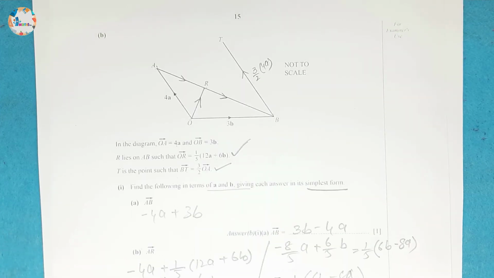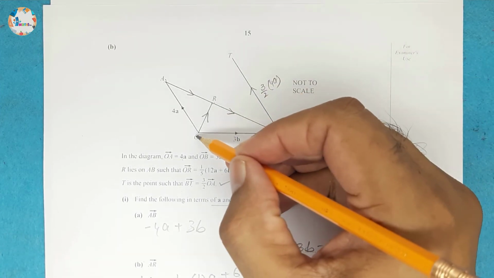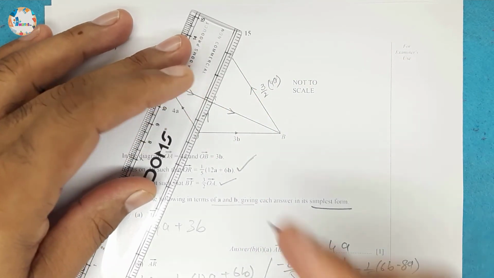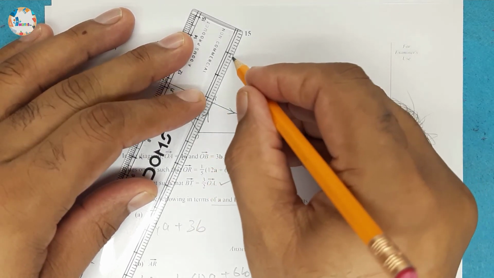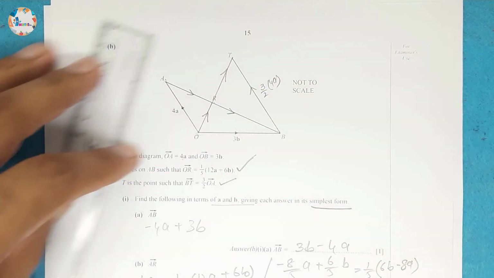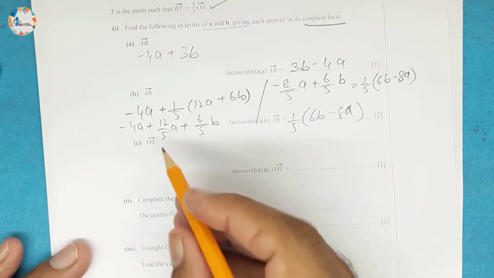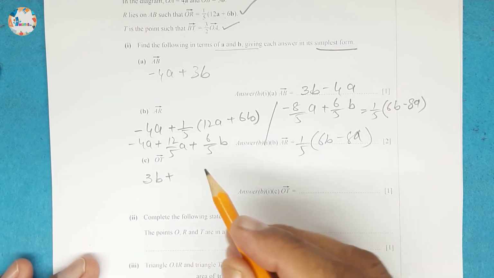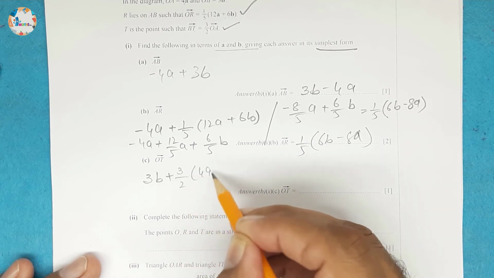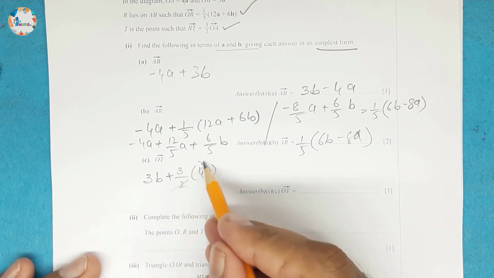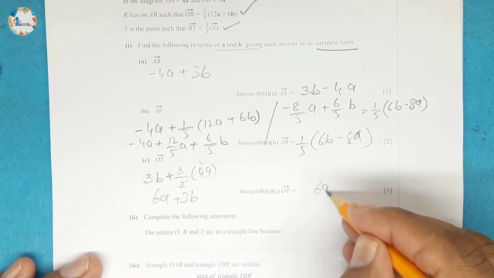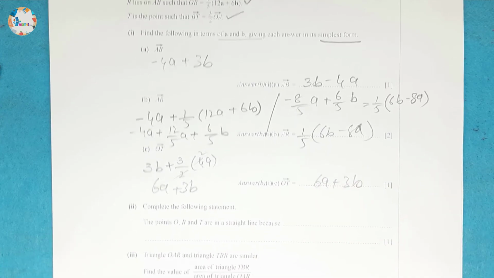Now OT we have to write. OT will be basically this, and if we join O with T, so this is basically OT. We can take this route 3B and plus this one. So if we write here, this will be 3B plus 3 by 2 into 4A. This will be cancelled. So 2, this will be 6A, 6A plus 3B. So this will be our answer, 6A plus 3B. Hopefully you are getting everything.